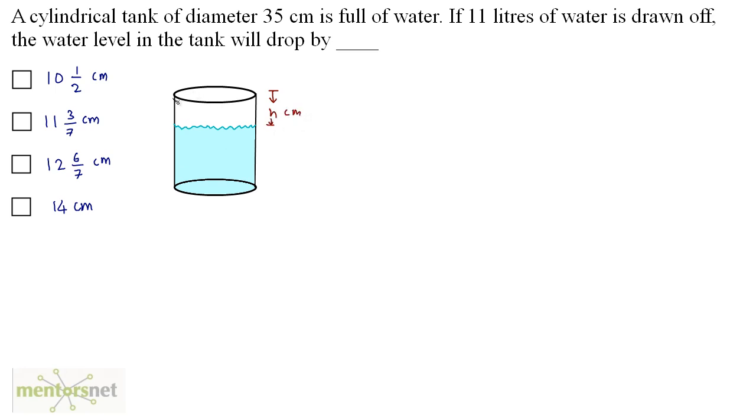Now the volume of the water drawn off will be equal to the equivalent volume of this much of the cylindrical tank that is empty, because 11 liters of water has been drawn off and the water level fell by h centimeters. So the equivalent volume will be equal to the volume of this cylinder with height h. Okay, so I can say that 11 liters, that means 11 into 1000 centimeters cube, is equal to the volume of this equivalent empty cylinder, this equivalent empty space.